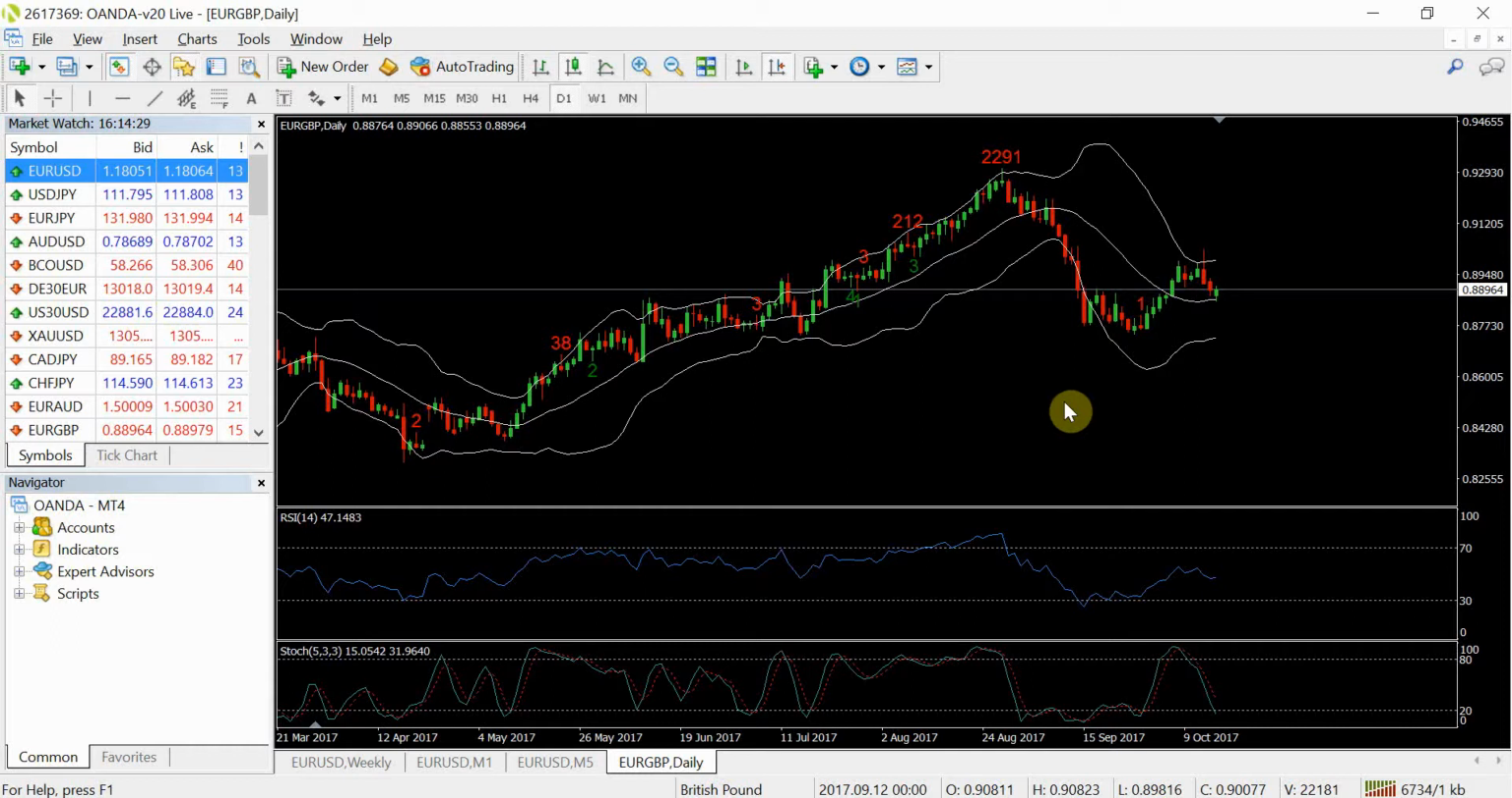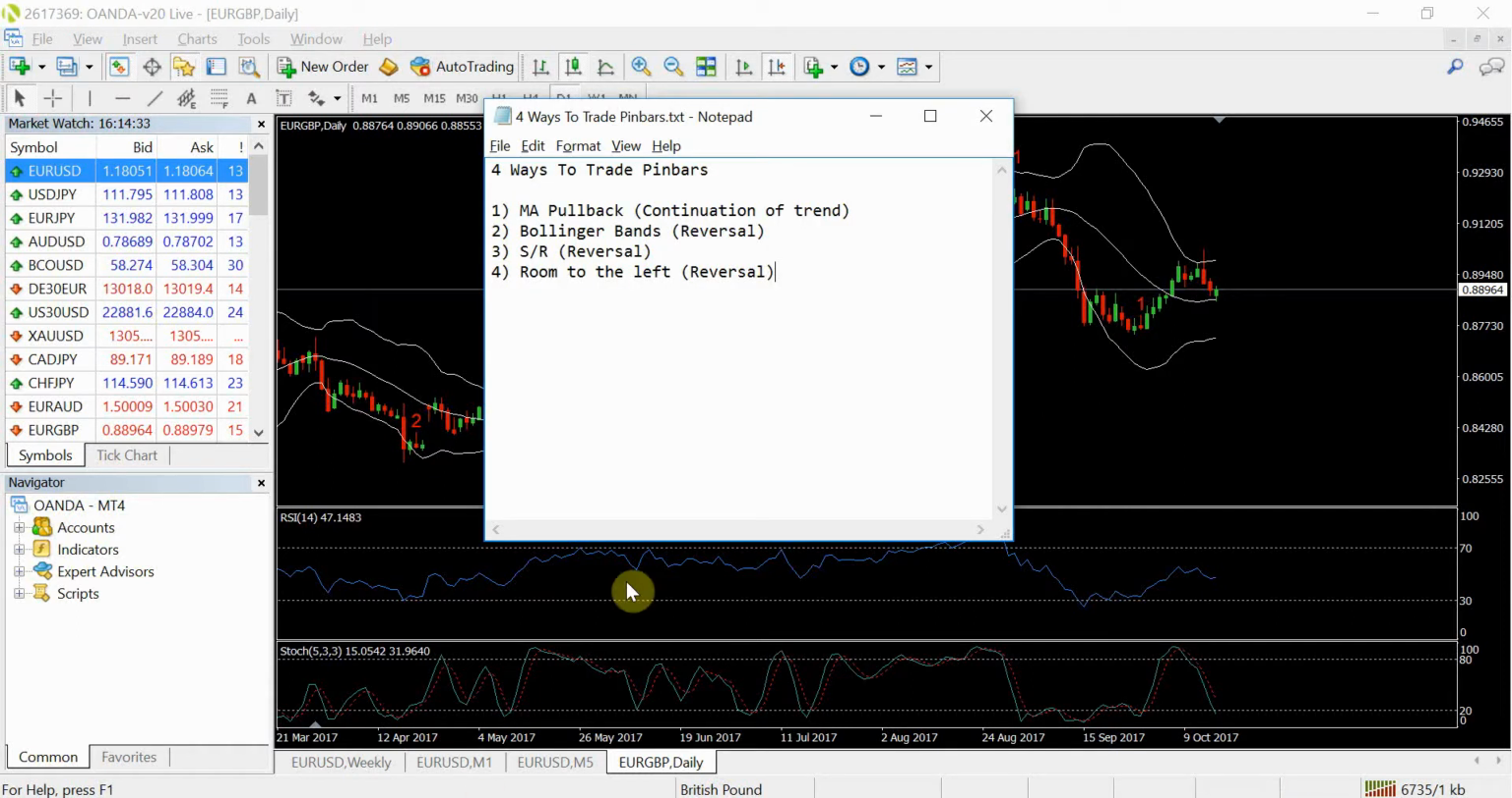That's really about it. Those are the 4 ways that you can use it. Again, MA pullback for continuation of the trend, Bollinger Band using outside volatility at support and resistance levels, and also room to the left of price being an extreme price that's not been there for a while.